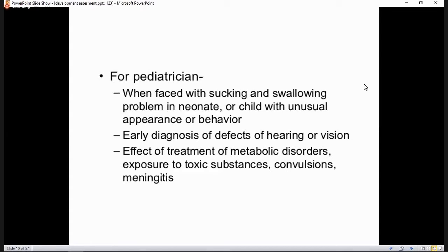You have to also look at those patients who have metabolic disorders or who are given some medication like anticonvulsants or any CNS drug that causes change in the behavior. So you have to evaluate for all those things.